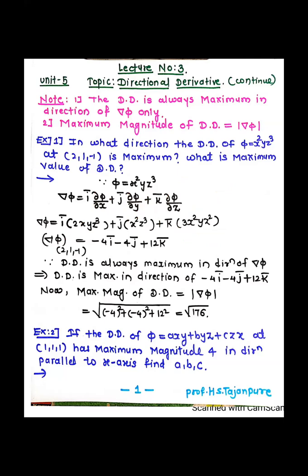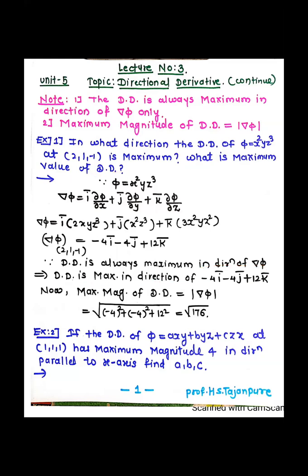Now, by the property that the dd is always maximum in the direction of del phi, and we know the value of del phi, which we have already found here, this implies that dd is maximum in the direction of the vector minus 4i bar minus 4j bar plus 12k bar.